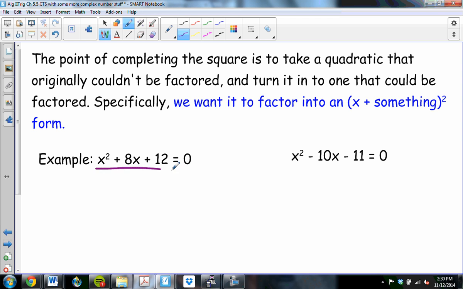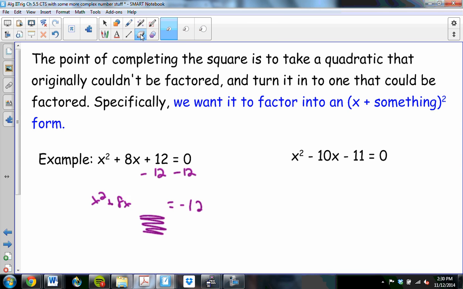Now this one right here that I'm going to do, it actually can be factored right now. It's x plus 6, x plus 2. But I'm going to do it by completing the square anyways to show how this works. First thing I do is, if this a value wasn't 1, I would divide by a. If the a value is 1, it's not a problem. Subtract 12 from both sides, and I get that x squared plus 8x equals negative 12. You'll notice I left this gap here. I leave that gap there on purpose. I'm going to need it later.